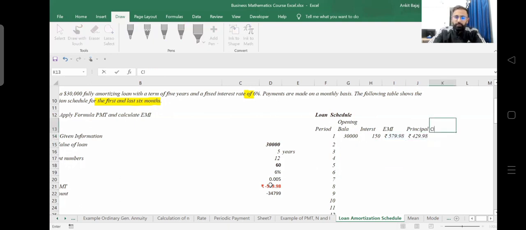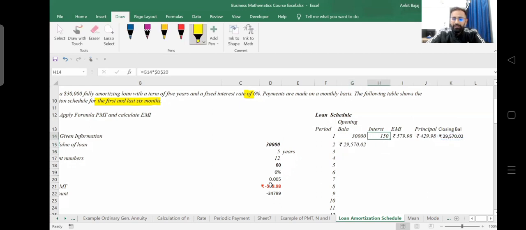Now I have to find out the closing balance of the loan. So the closing balance of the loan is going to be opening balance minus principal repaid, right? This is going to be the closing balance. And this closing balance will become your opening balance for the next period, right?